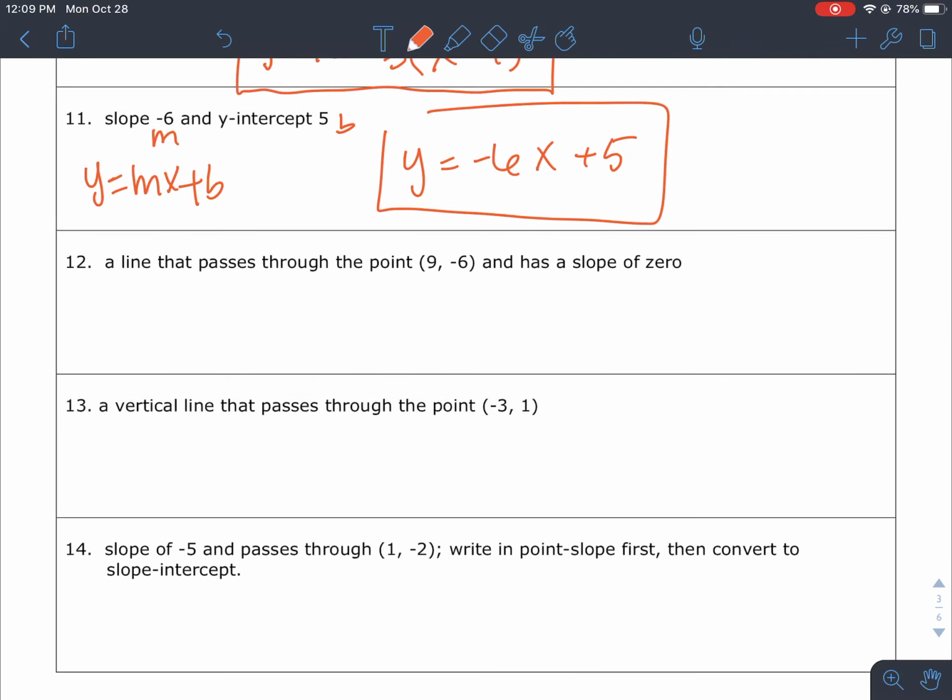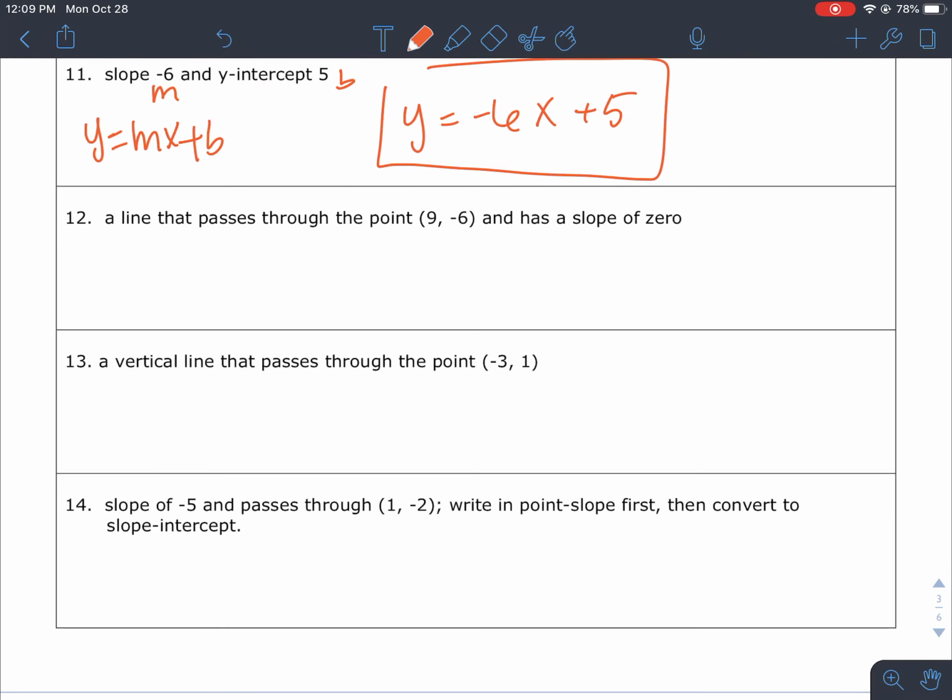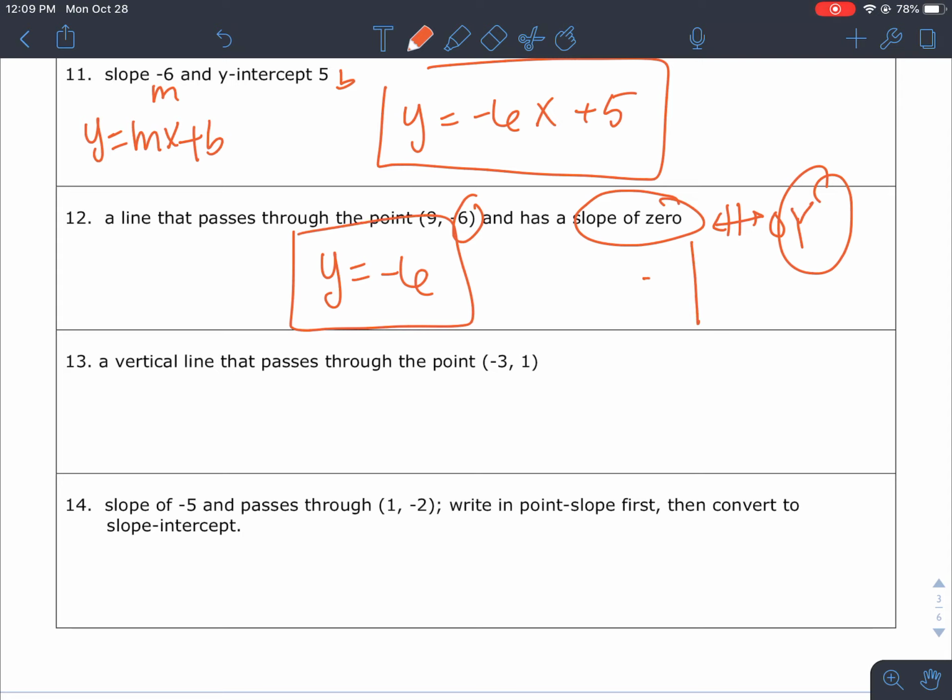12 says a line that passes through the point 9, -6 and has a slope of 0. Remember, when I have a 0 slope, that's hoi of x hoi. So my equation is going to be y equals whatever my y value is. So y equals -6. Okay, on a graph, my graph would look like this, a horizontal line at y equals -6.